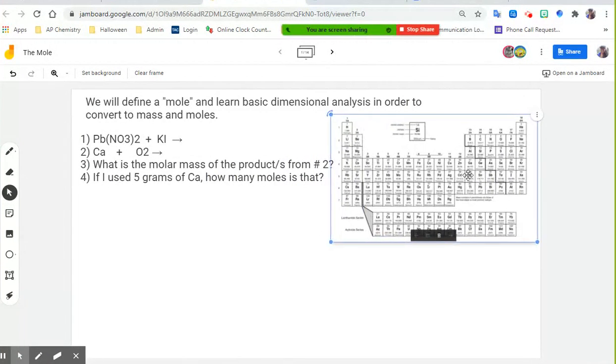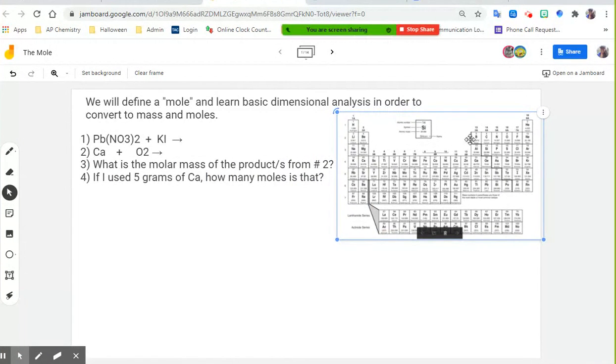Otherwise, once I give you access to look at this page, or you can make yourself a copy, you'll be able to zoom in on it. All right. So here we go. Okay.